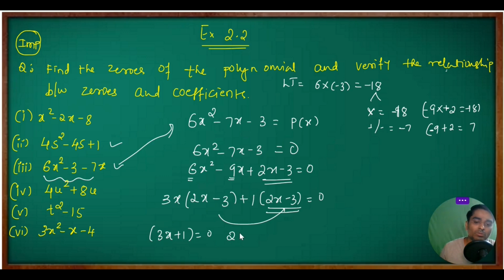One is 3x plus 1 equal to 0. One more is 2x minus 3 equal to 0. From here I am getting x equal to minus 1 by 3. From here I will get x equal to 3 by 2. So my alpha is minus 1 by 3. My beta is 3 by 2.